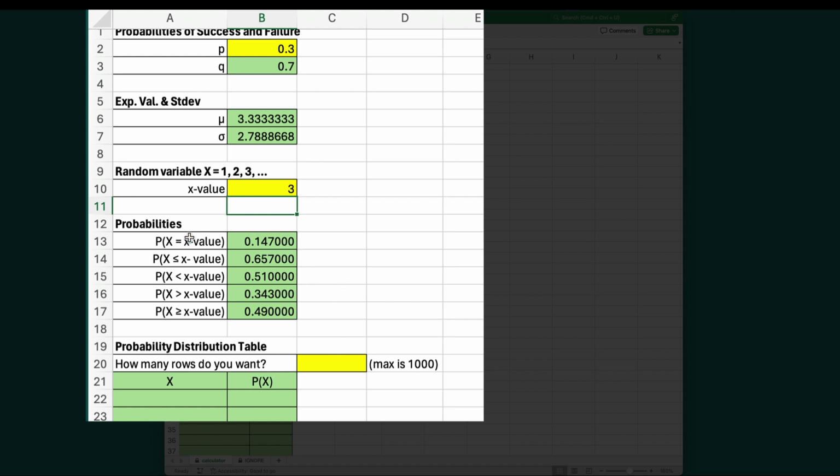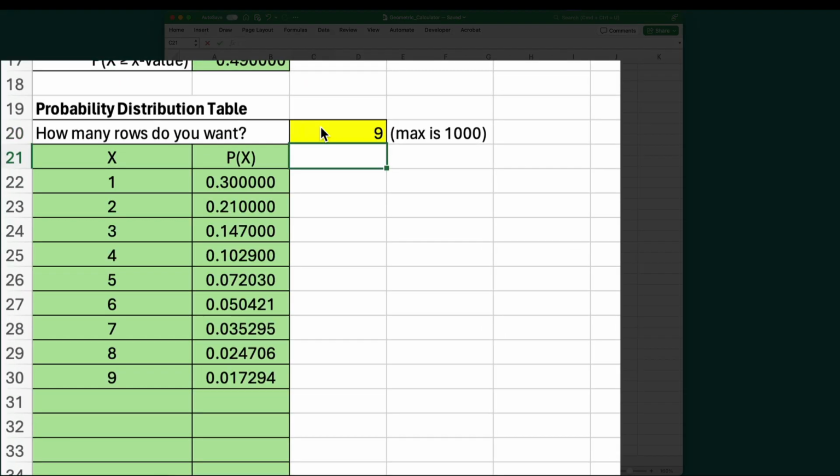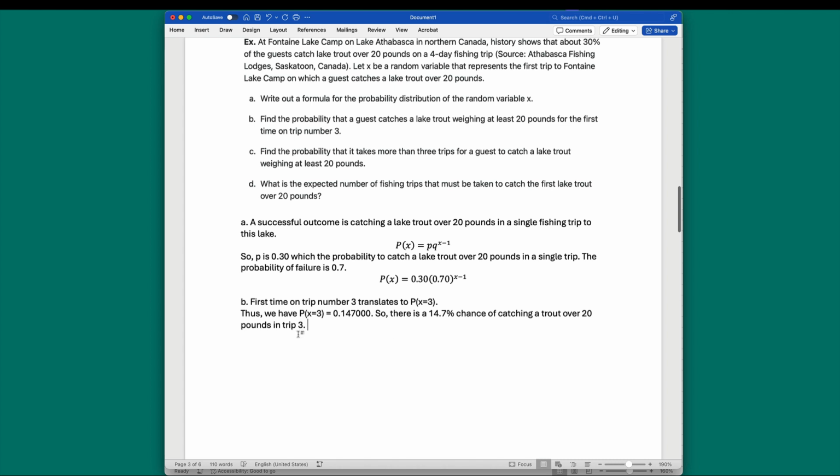So that is going to be a 0.14700 chance if you just use cell B13, because it's the probability that x equals the x value. Otherwise, you could use a table by specifying, say, 9 rows, and then identify that when x is 3, we get that probability there. Thus, we have the probability that x equals 3 equal to 0.147000. So there is about a 14% chance of catching a trout over 20 pounds on trip number 3.